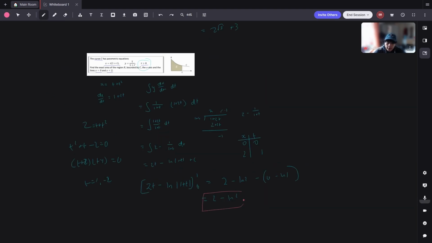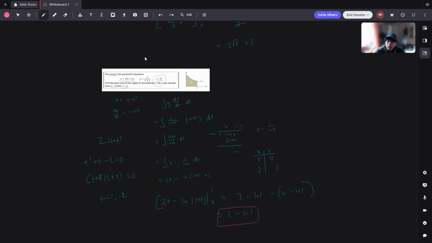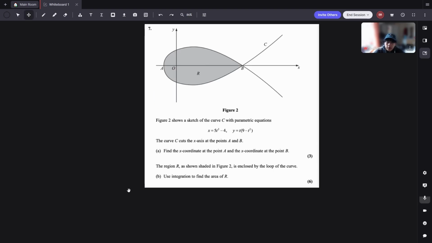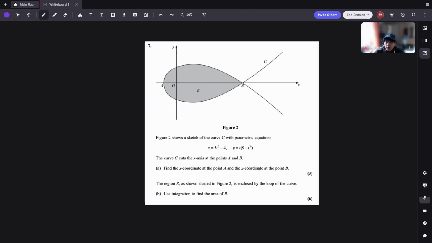So this is our final answer then. I'm going to do one more question that I've taken from exam solutions just to get another example out for parametric equations. So we have this question 7 here.